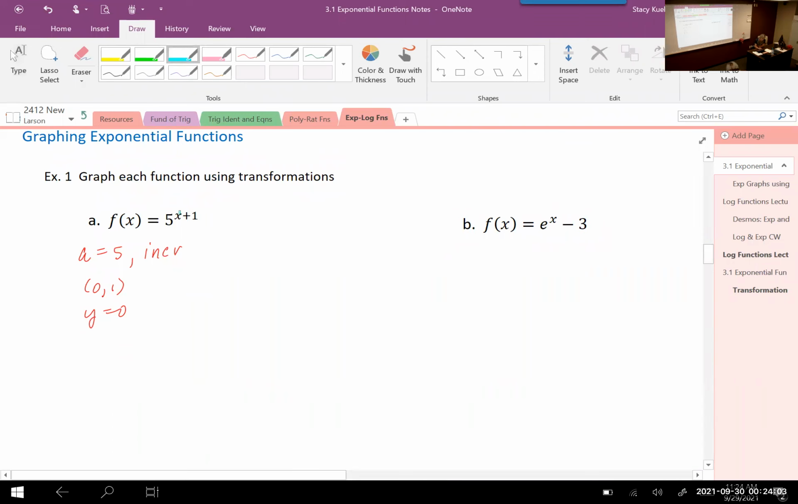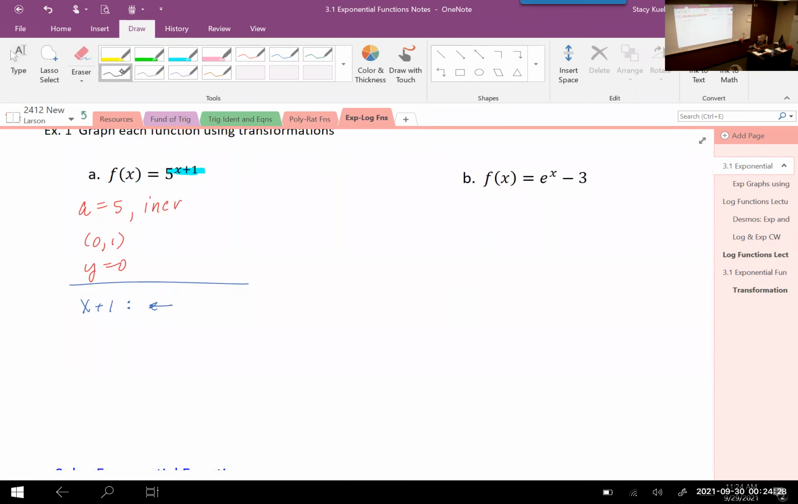Now, what effect does this x plus 1 have on the function? It's a horizontal shift, right? Does everybody see that that's a horizontal shift because it's happening inside of the function? It's happening up there with the variable. So it's a horizontal shift to the left by how much? So all I'm interested in when I graph this is that it's going to look like this.